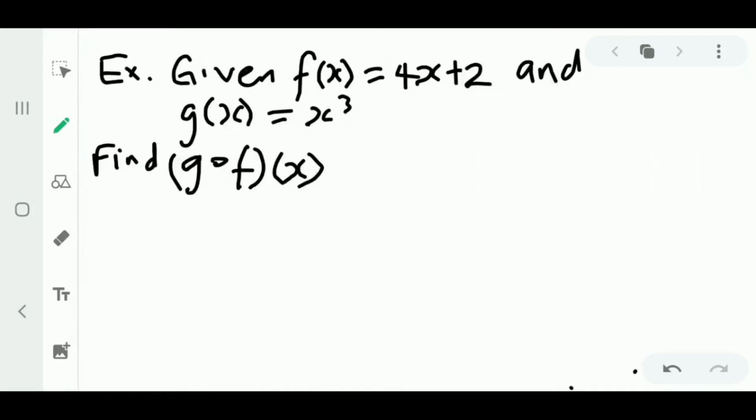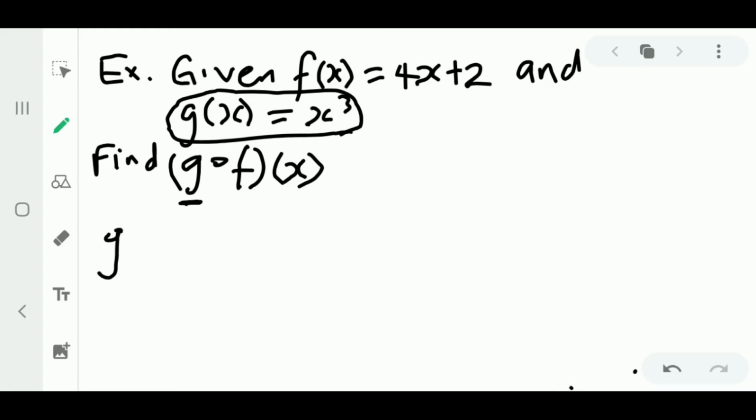Let's say we're given this example, f of x is equal to 4x plus 2 and g of x is equal to x cubed. Now because g comes first here, we're going to use g of x as the basis. So that means x cubed is the basis. Now what you would do is anywhere you see x in the g of x, you're going to substitute f of x for it.